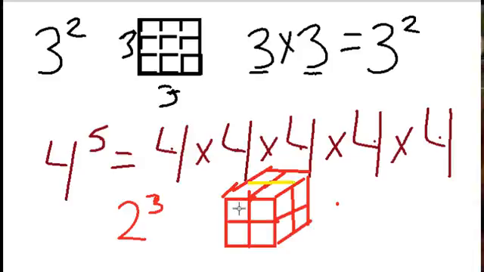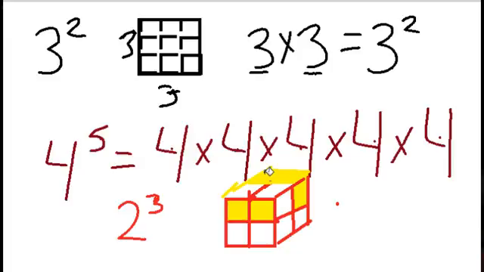There we go. Highlight. There's 1, 2 in the front, and 3, 4 cubes in the back. That's the top layer. The bottom layer also has 2 in the front and 2 in the back. So there are 8 cubes within that larger cube.